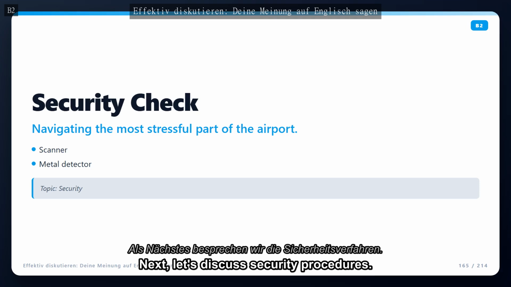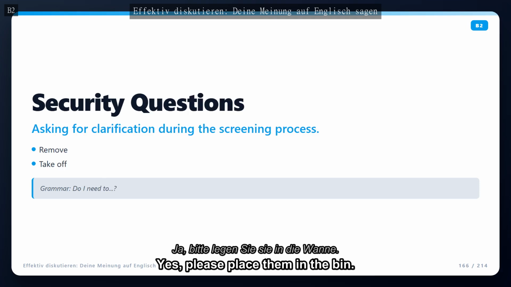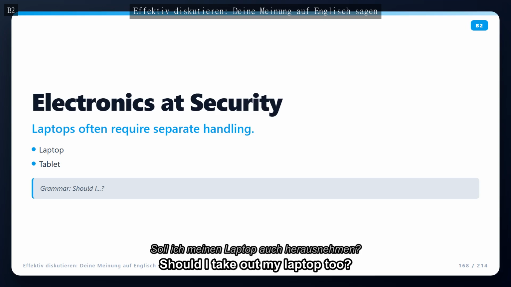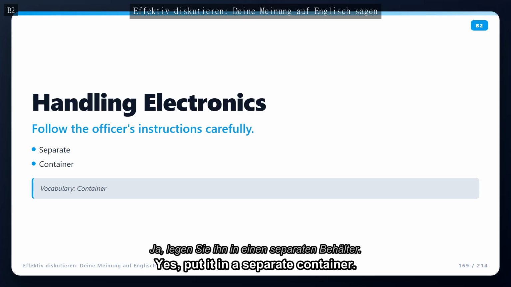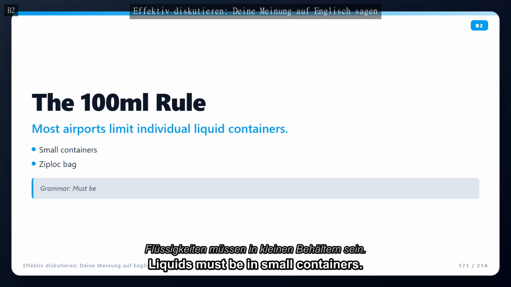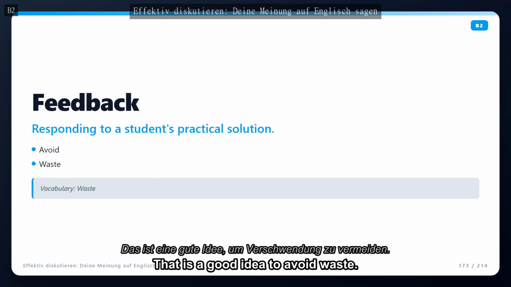Next, let's discuss security procedures. Do I need to remove my shoes? Yes, please place them in the bin. Should I take out my laptop too? Yes, put it in a separate container. Is there a liquid restriction? Liquids must be in small containers. I will drink this water now. That is a good idea to avoid waste.